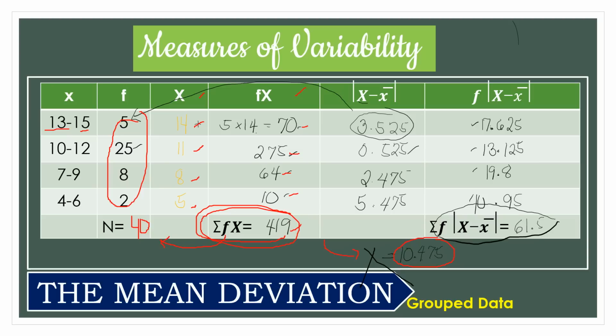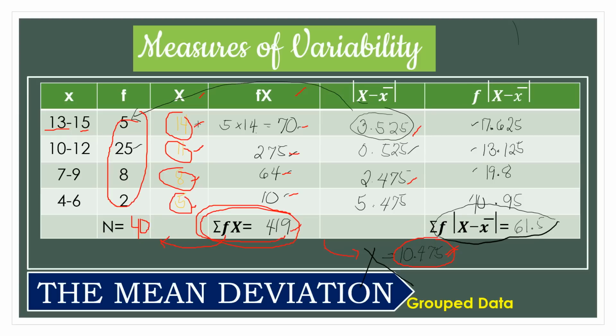Okay, starting from this pair, so we have 14 minus 10.475, which is our mean. So the result is 3.525. Next, 11 minus 10.475 is 0.525. Next, 8 minus 10.475 is 2.475.